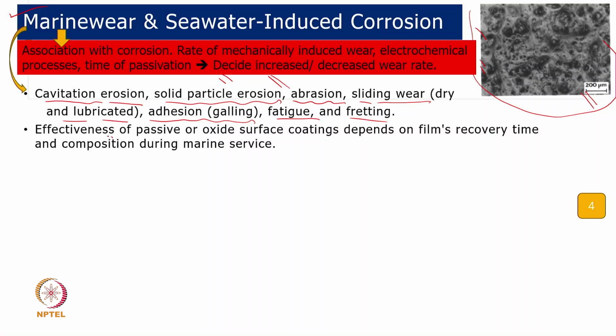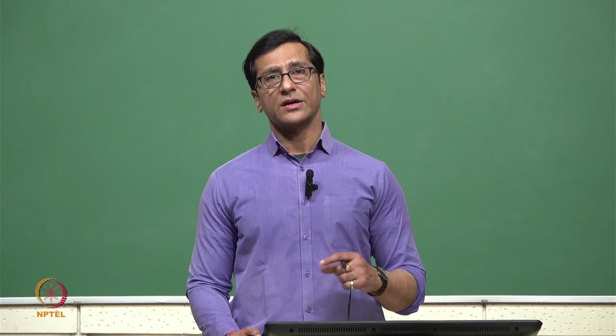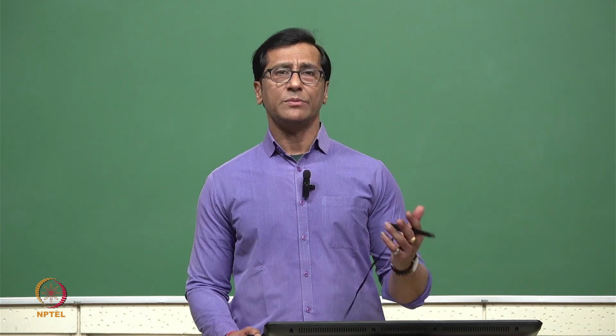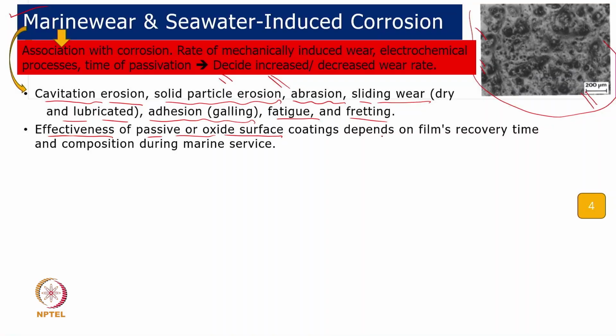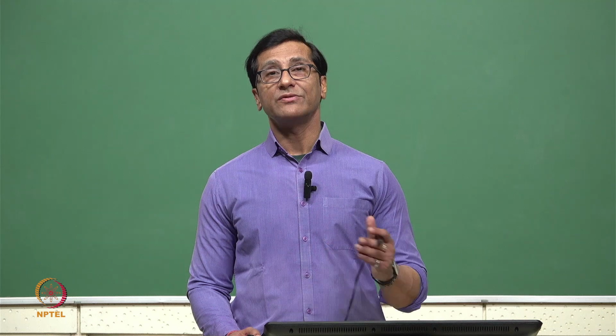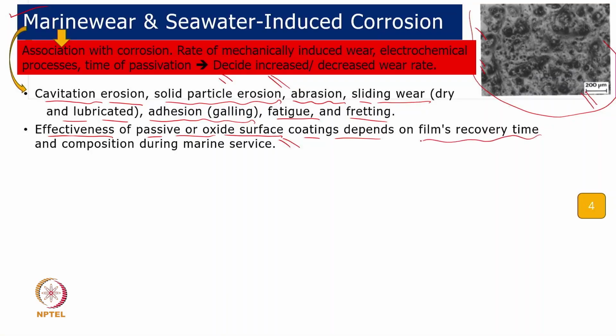Now when we talk about the effectiveness of any passive or oxide surface layer, at the beginning of the course we mentioned very clearly that most metal surfaces are covered with an oxide layer. It can be at some nanometer level. Now the wear rate overall depends on whether this surface or oxide coating is getting removed during sliding conditions. If it is, then what is the recovery time, and how much time does it take for that oxide layer to get reformed? That is what overall decides whether there will be effectiveness of a passive oxide layer or not.